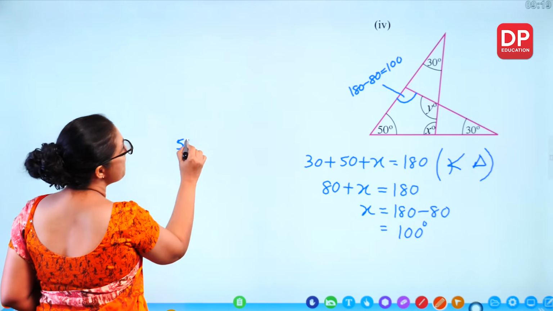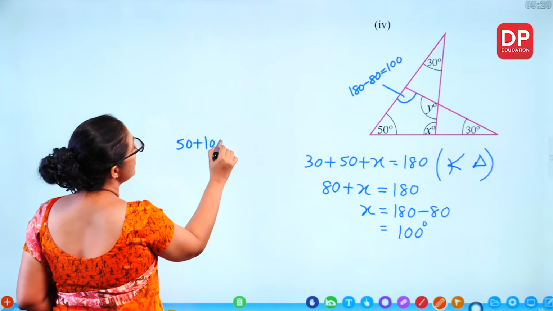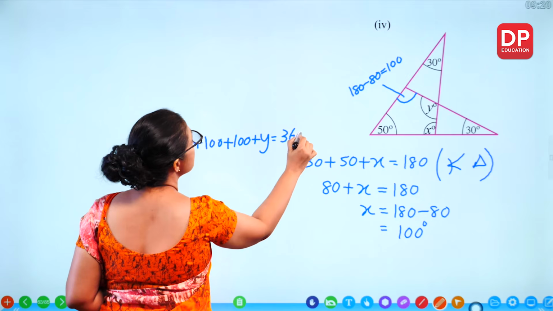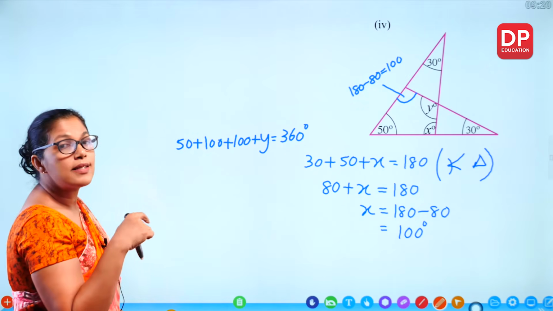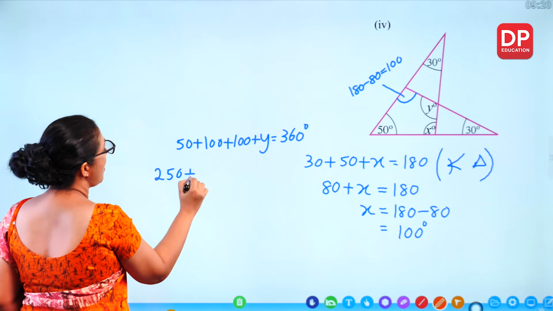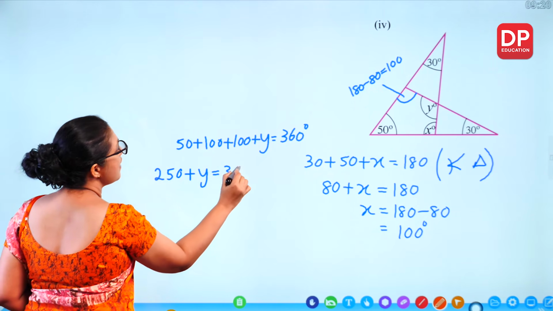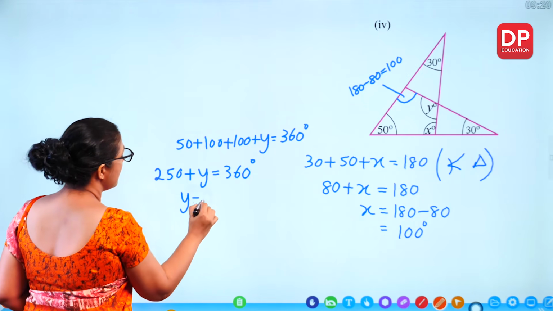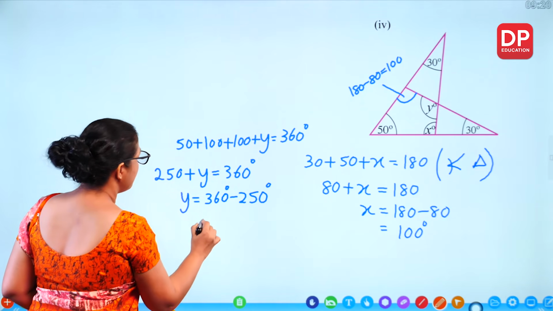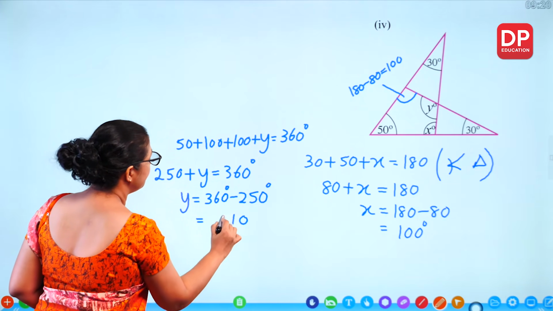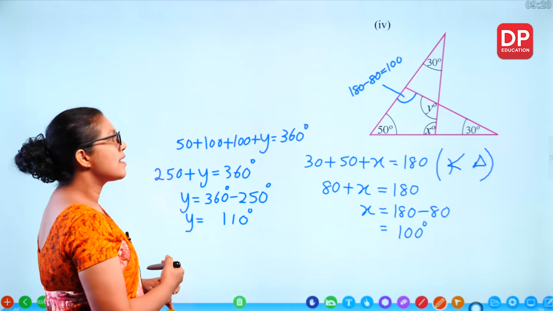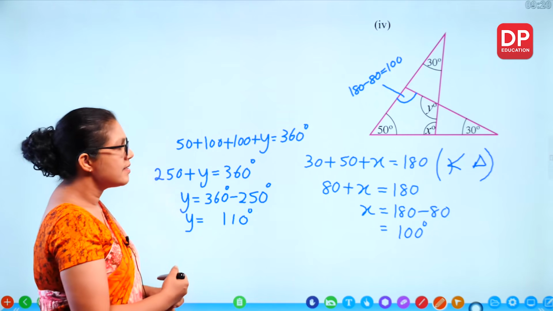So 50 plus x, that's 100, plus 100 plus y equals 360. That's the angle sum of a quadrilateral. 250 plus y equals 360. So what's y? 360 minus 250. That's 110 degrees. So we found out x is 100 and y equals 110.